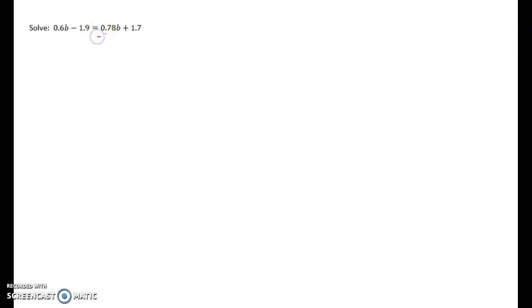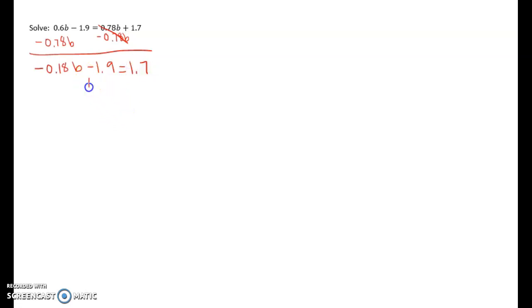We'll start by minusing 0.78b from both sides. Again, we want to keep that balance. So we subtract those. 0.6b minus 0.78b is going to be negative 0.18b. Still minus 1.9 equals 1.7.